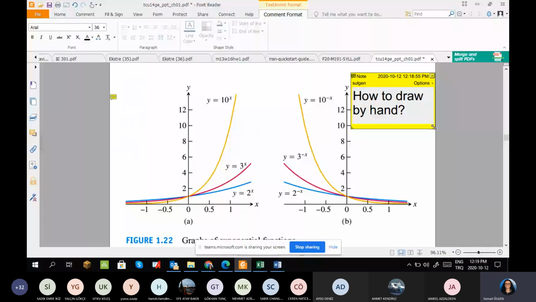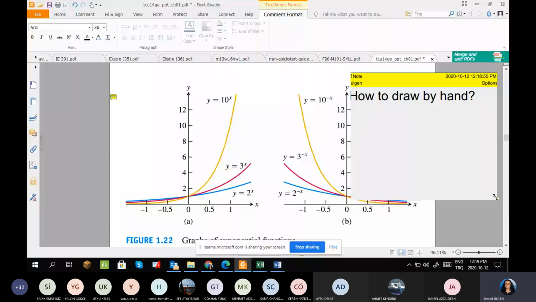So first thing that you're going to do, you should know some facts about these exponential functions. You should know that if the base is bigger than 1, it's going to go up like this. And if a base is less than 1, it's going to go down like this. You should know this fact first, okay?